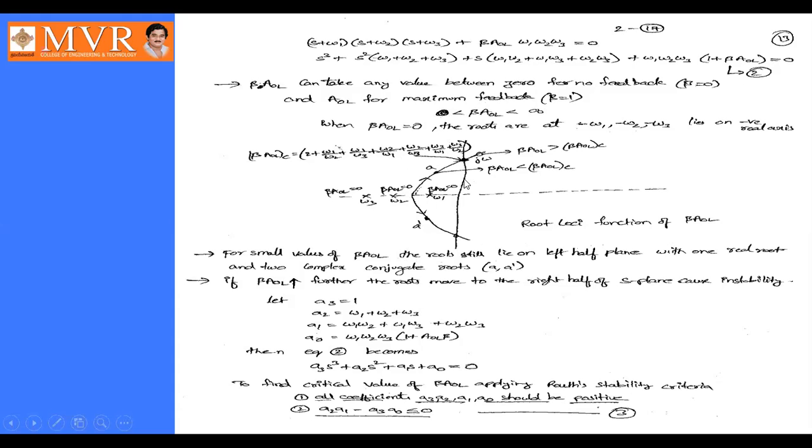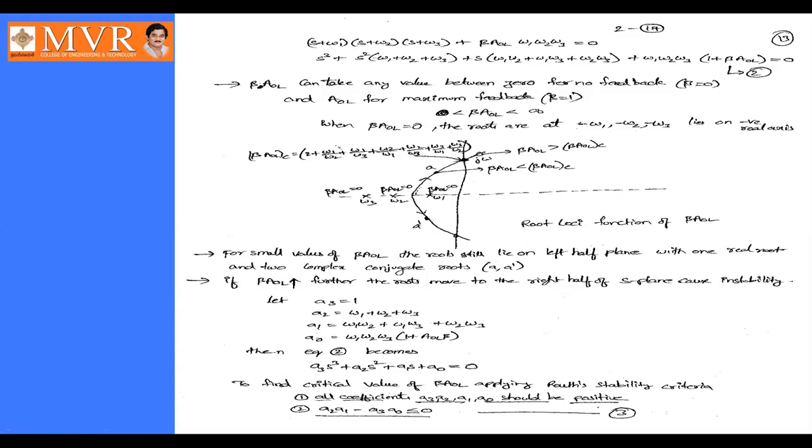By observing this graph, when beta AOL is equal to 0, the roots are at omega 1, omega 2 and omega 3, which lie on the negative real axis. See here, this is the negative real axis, this is the positive real axis. So here you can see that the roots lie at omega 1, omega 2 and omega 3 when beta AOL is equal to 0.